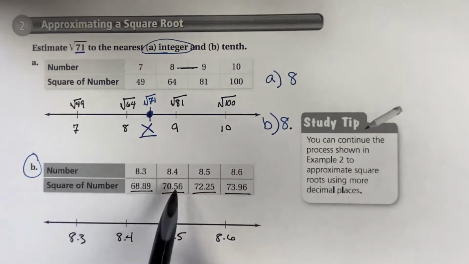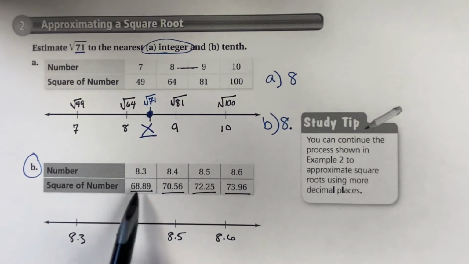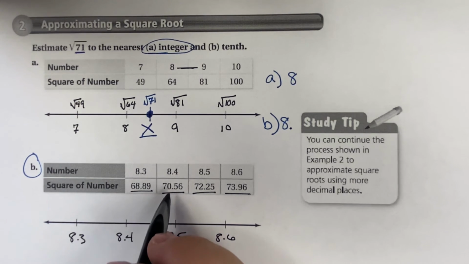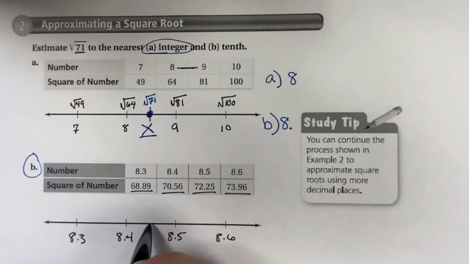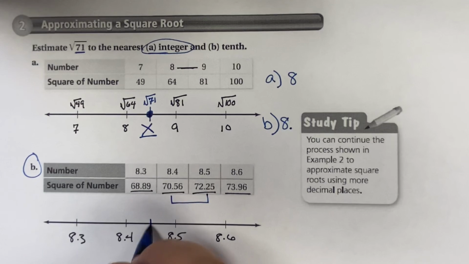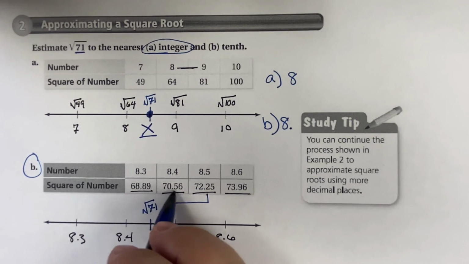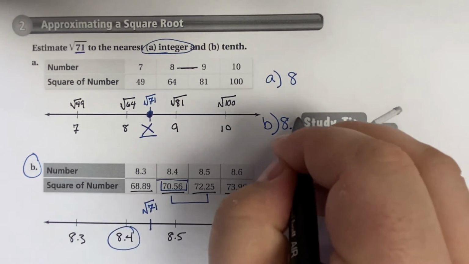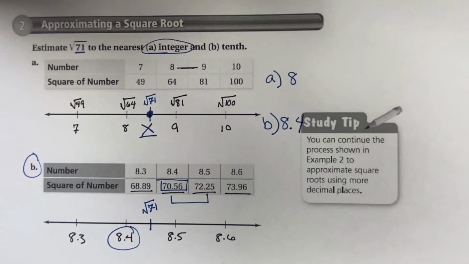What we're looking for is which of these 4 numbers is closest to 71. Well, 70.56 is pretty darn close. So again, what that tells us is 71 is somewhere between these two, and it's closer to this one. So this is the one I'm going to use as my estimate or approximation for the nearest tenth of the square root of 71.